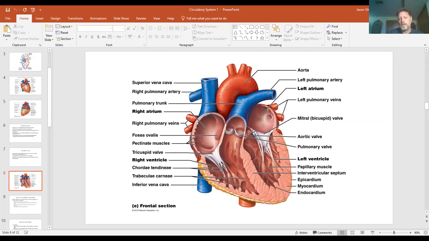comes into the left atrium here, passes through the bicuspid, also known as the mitral valve, goes into the left ventricle, and will pass back out through the aortic valve, which you can't see because it's hidden behind the pulmonary trunk, and that will pass up through the aorta, and then it goes to the rest of the body.